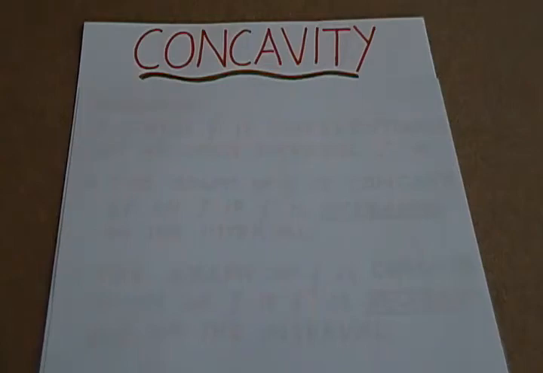Hello everyone, this is Selwa, and today I will be doing a lesson on concavity. What you'll see are a few definitions, some examples, and sample problems.